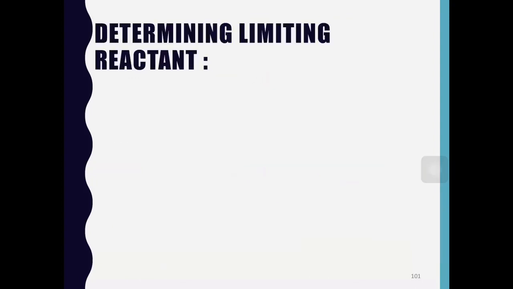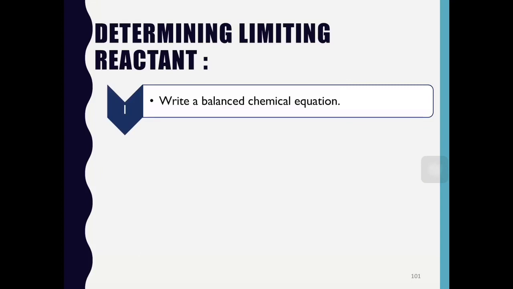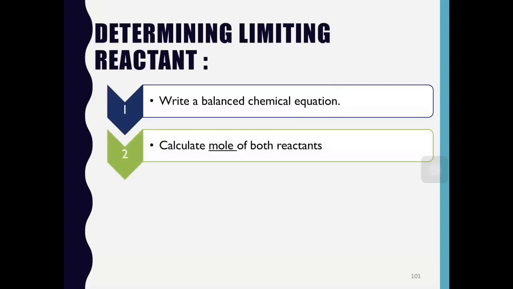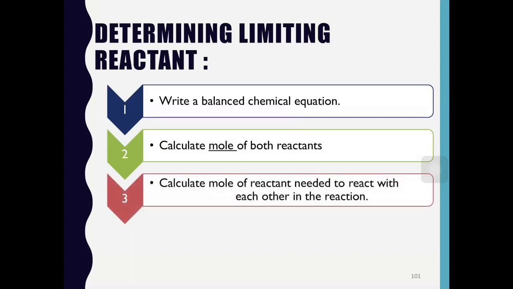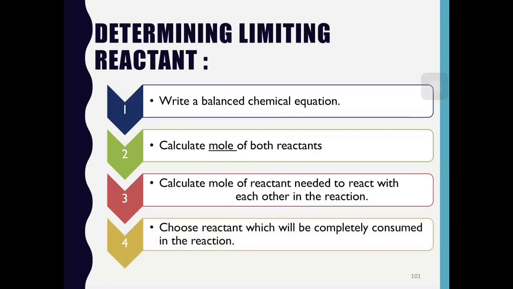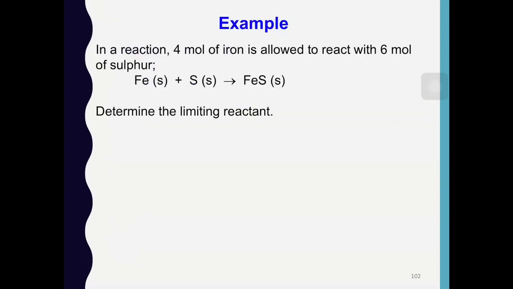So to determine limiting reactant, there are 4 steps. The first one is to write a balanced chemical equation. This is a very important part because you have to make sure that the stoichiometric coefficients of the reactant and product are correct before you identify the limiting reactant. Next, you should have the mole of both reactants. If the number of mole is not given in the question, you have to calculate the number of mole for both reactants. Next, you have to calculate the number of mole of reactant needed to react with the other reactant. And the last part, you have to choose the reactant which will be completely consumed in the reaction, and that is the limiting reactant.